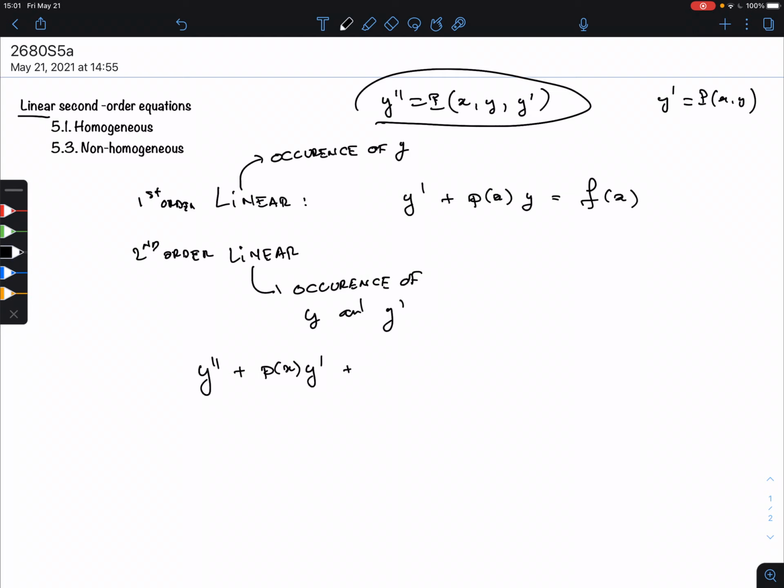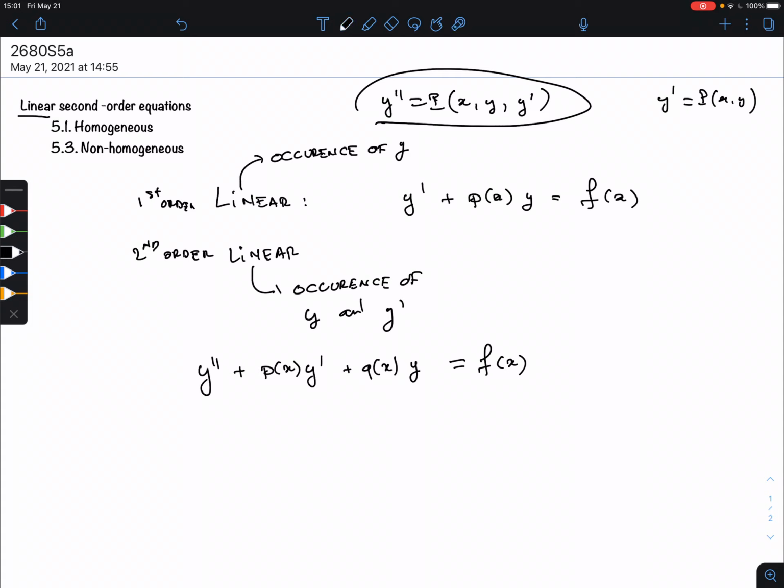And the same for x, for y. So another q of x here. And then what else can there be? Well, there can be nothing in y more, nothing in y prime, so the only thing left has to be, again, an f of x. So you see how very similar the forms are, but of course we have now, instead of a single p of x here, a p of x and a q of x. Okay, that's the one thing.